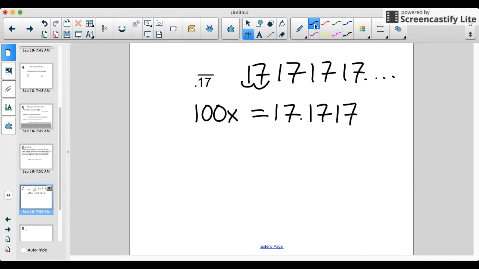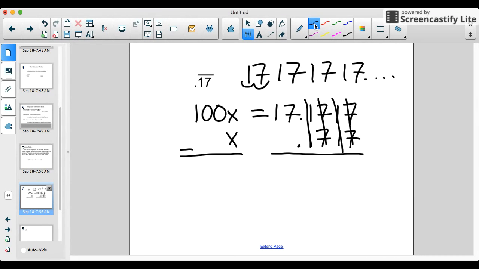17.1717. We're then going to subtract a single x. That single x gives us 0.1717 after a decimal point. And by doing so, we can cancel out numbers that are just junk numbers at this point. We can cancel out the 7s and the 1s behind the decimal points. And what does that leave us?